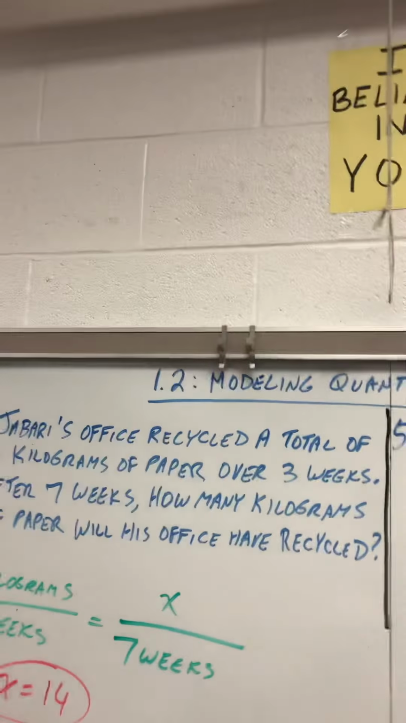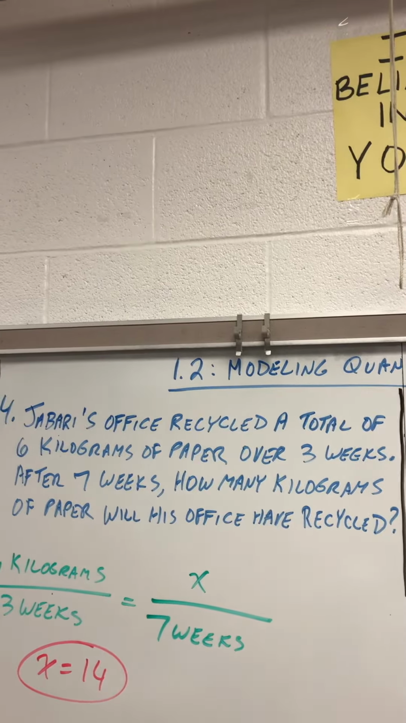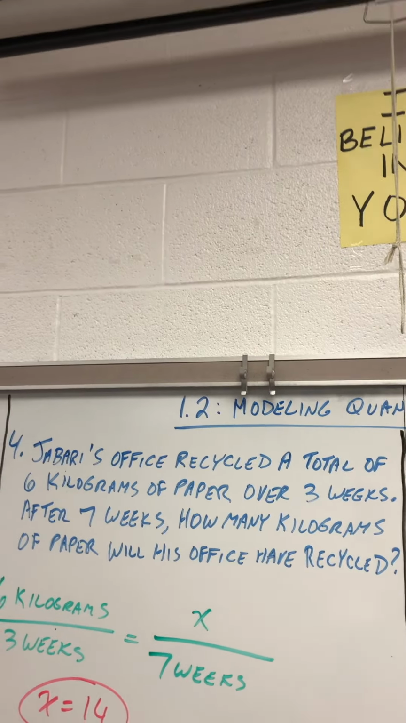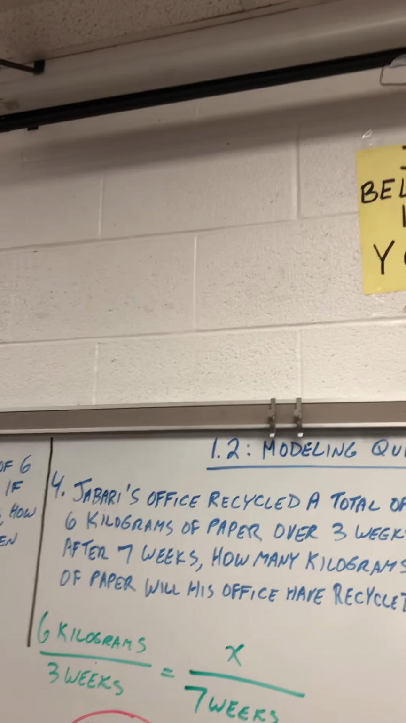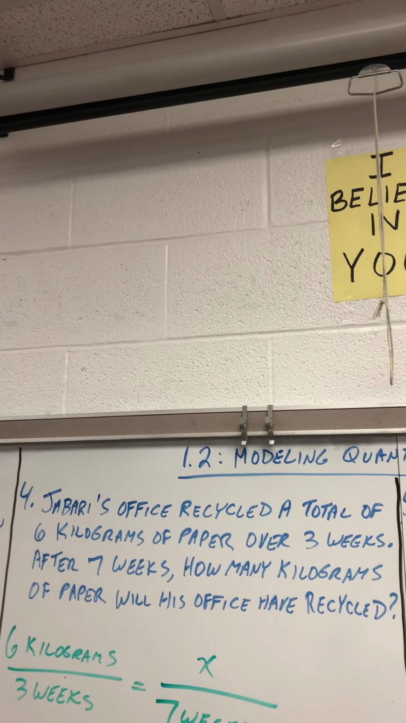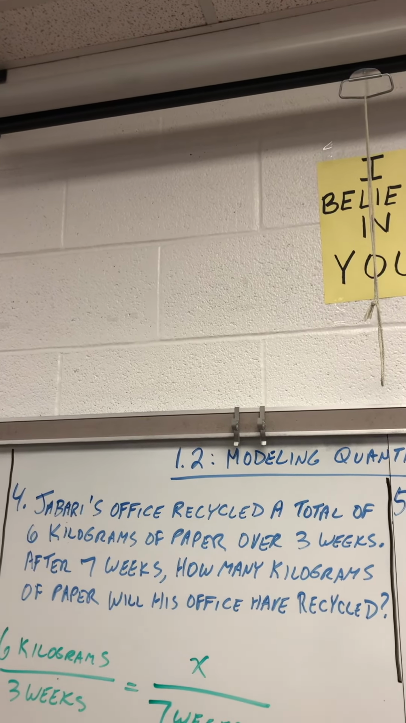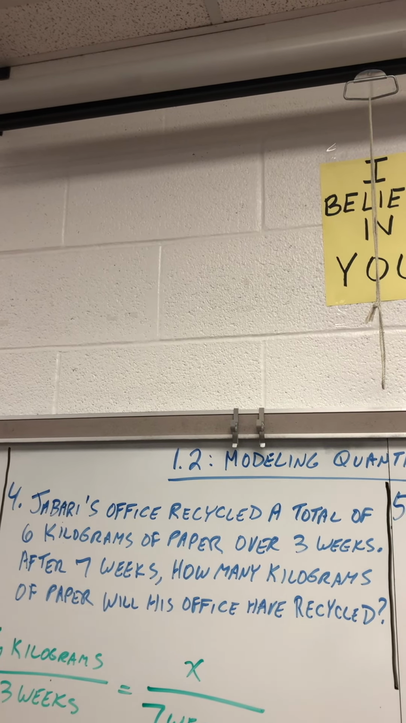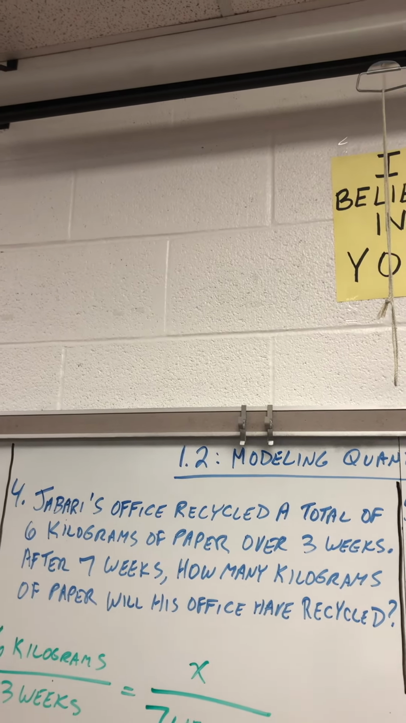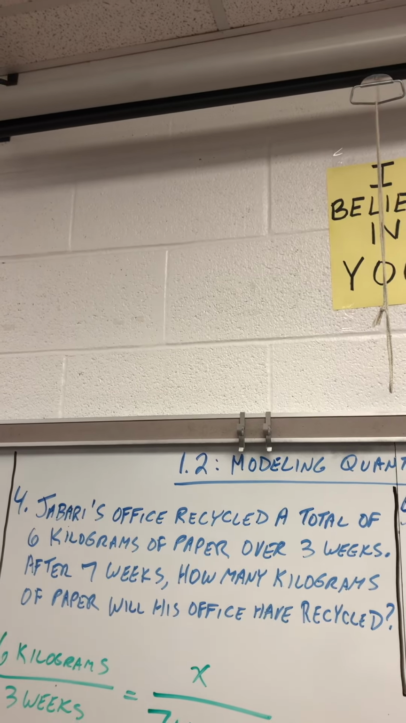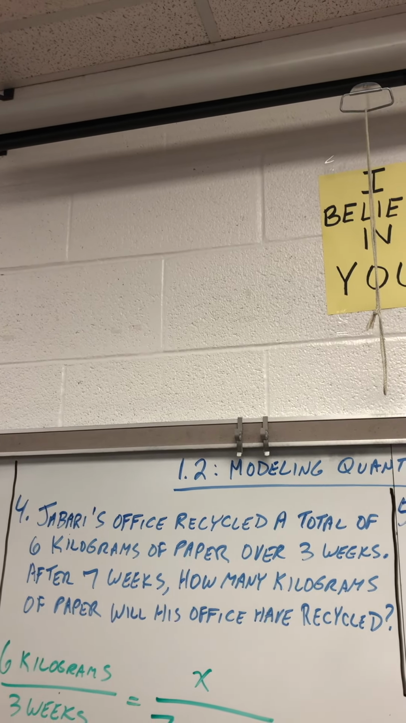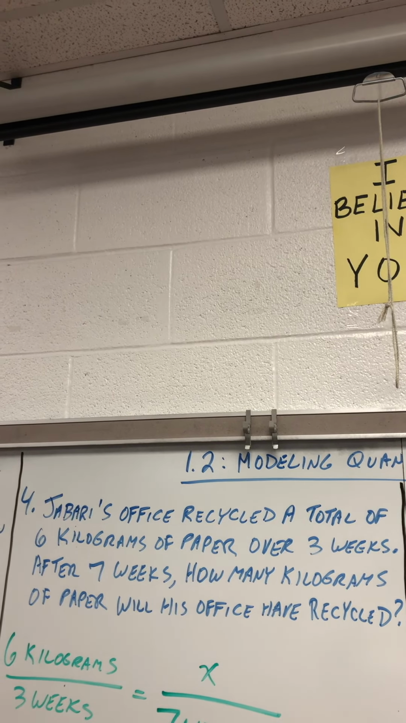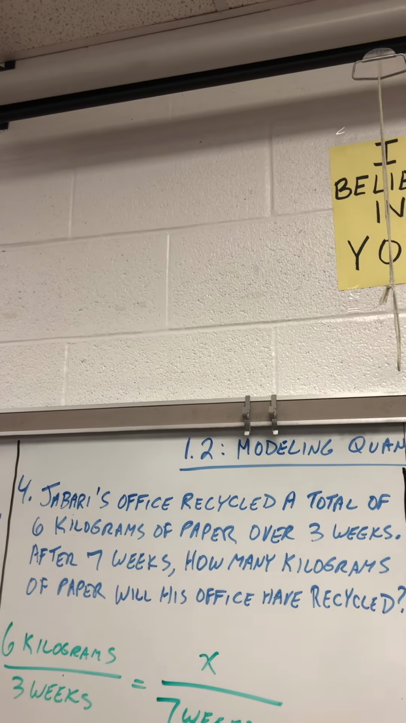Jabari's office recycled a total of 6 kilograms of paper over 3 weeks. 6 kilograms over 3 weeks is 2 kilograms per week, right? After 7 weeks, how many kilograms of paper will his office have recycled? Now this one's different, right? Because now at 2 kilograms per week, at 7 weeks, you don't divide here, now you multiply. You have to say 2 times 7 is 14.